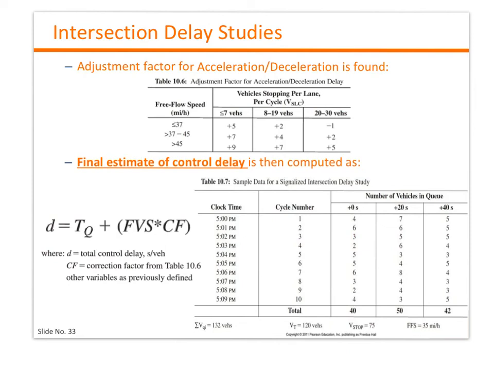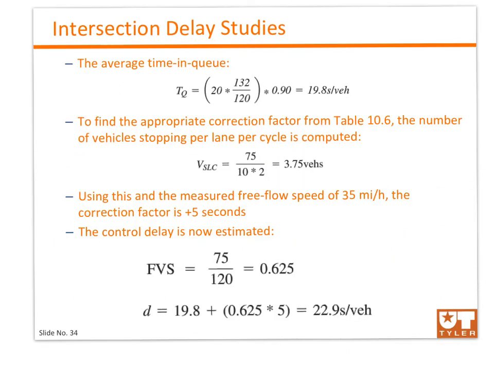So once I finish all these numbers, VQI, VT, V stop, and FFS, I'll be able to go to table 10.6, get the correction factor, which is CF, and calculate FVS from the previous slide, plus the TQ in order to get the delay. And that's what we see here. So how can we get TQ?